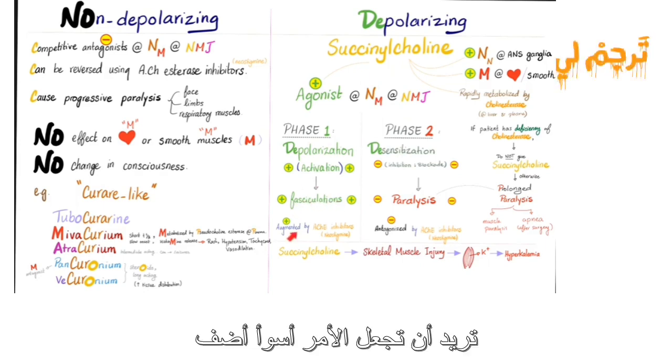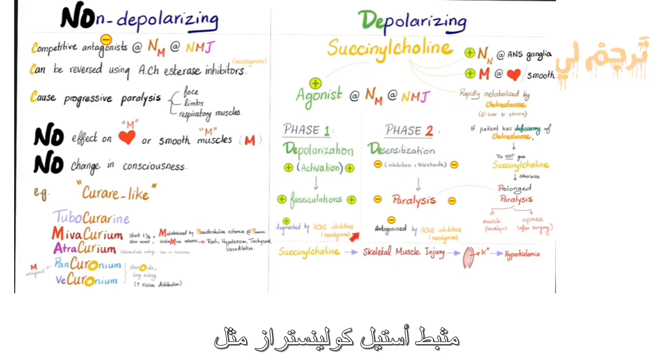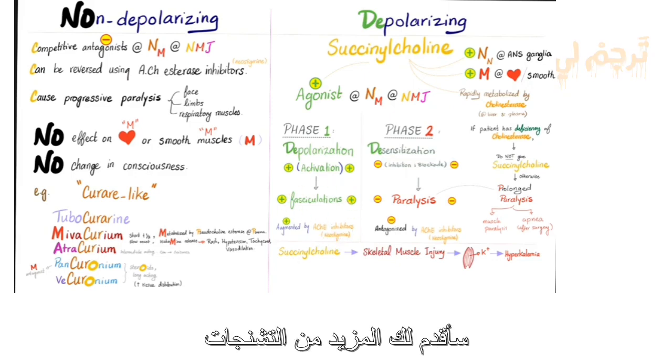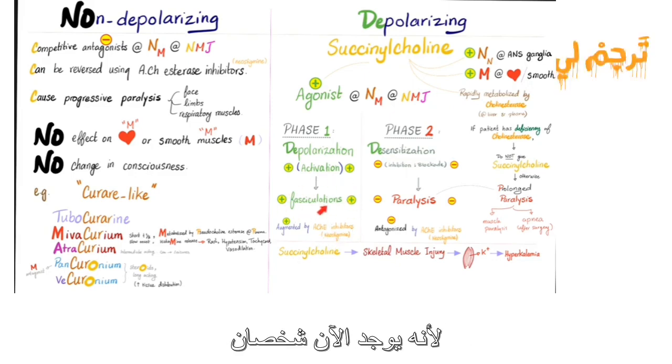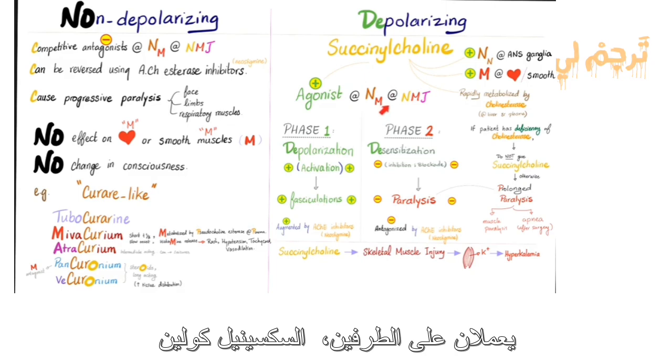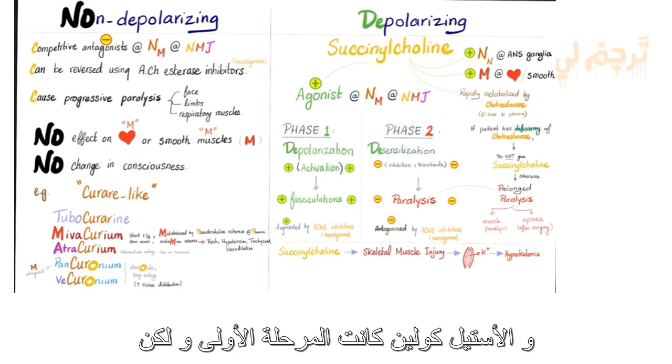You want to make it worse? Add an acetylcholinesterase inhibitor such as neostigmine. I'll give you even more fasciculations. Because now there are two persons acting on the N sub M. Succinylcholine and acetylcholine. That was phase 1.